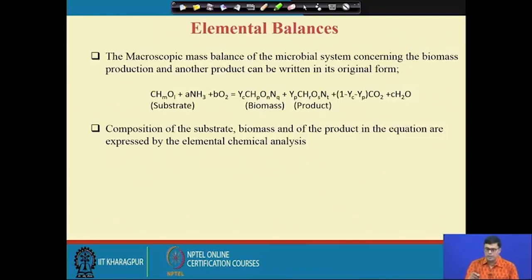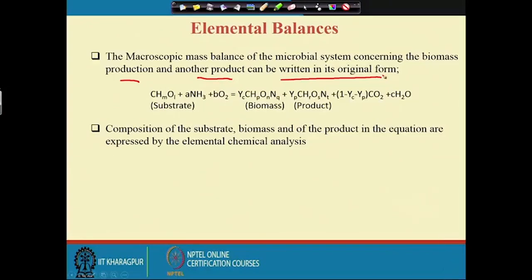Now let me show you the macroscopic biomass balance of the microbial system, concerning biomass production and another product. When you write any kind of stoichiometry of a bioprocess, it is essential that we have some preliminary information on the system. For example, suppose we want to produce Baker's yeast. In the Baker's yeast fermentation process, we are targeting to produce the biomass only. Carbon dioxide is a byproduct of the system. The carbon dioxide produced in Baker's yeast fermentation, or in ethanol fermentation, is more or less in purified form, and it is used for the production of dry ice.